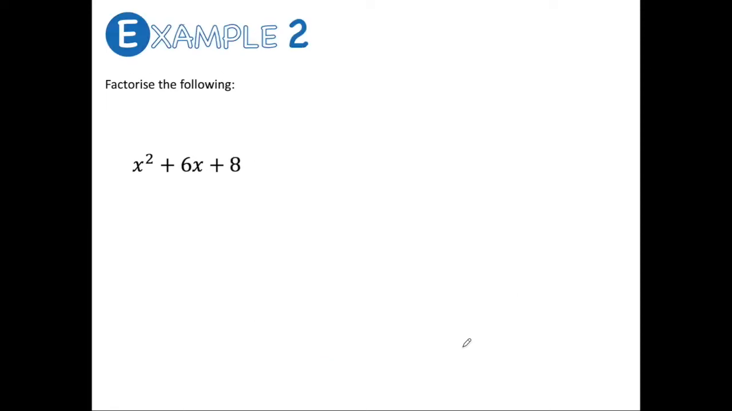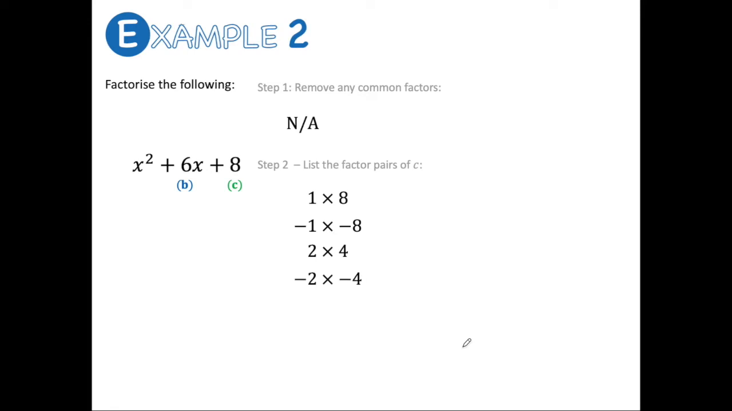So having a look at a second example, this time I've got x squared plus 6x plus 8. So my b value, the value in front of the x, is going to be 6, and my c value is going to be 8. So applying my 4 steps to complete the factorization, I've got no common factors. So then I'm looking for factor pairs that multiply to give me 8. So I've got 1 and 8, -1 and -8, 2 and 4, and -2 and -4.